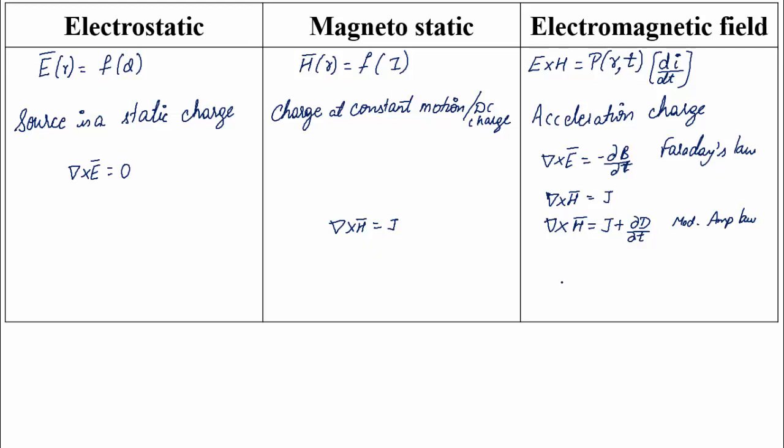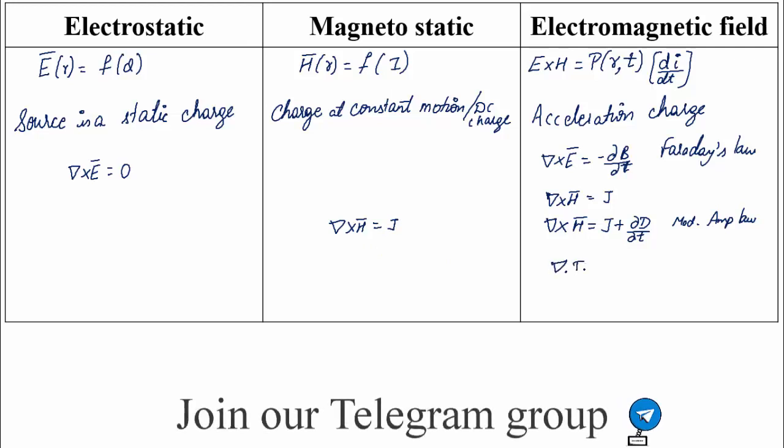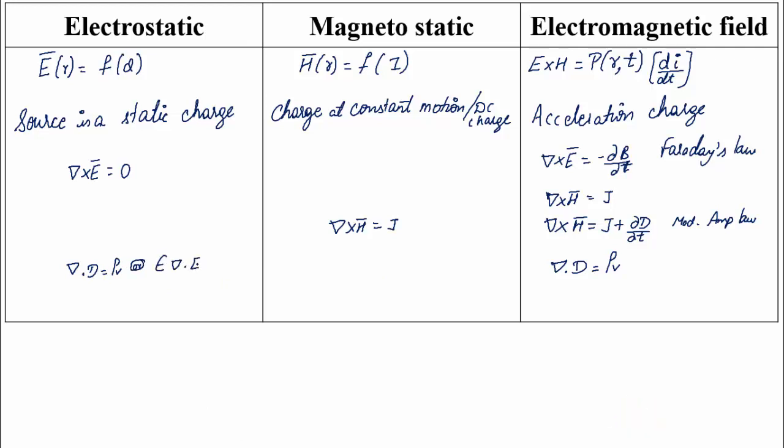Now the third form of Maxwell's equation is del dot D equals rho V. What is D? D equals epsilon E. So I will get del dot D equals rho V, or I can write it as epsilon times del dot E equals rho V. Now the fourth form of Maxwell's equation is del dot B equals 0. What is B? It is mu H. Mu times del dot H equals 0.